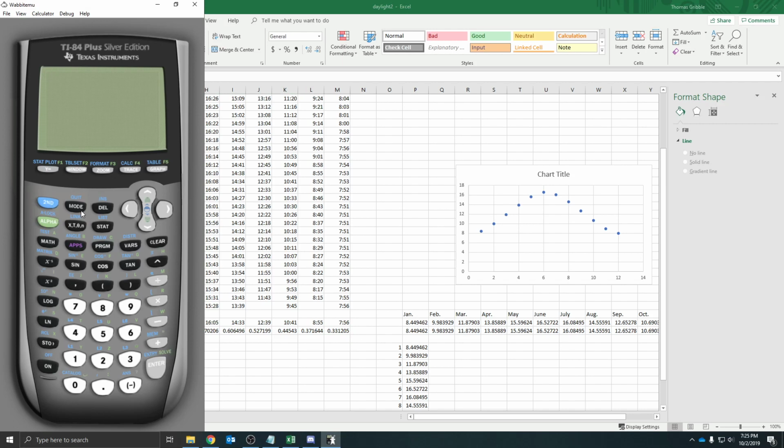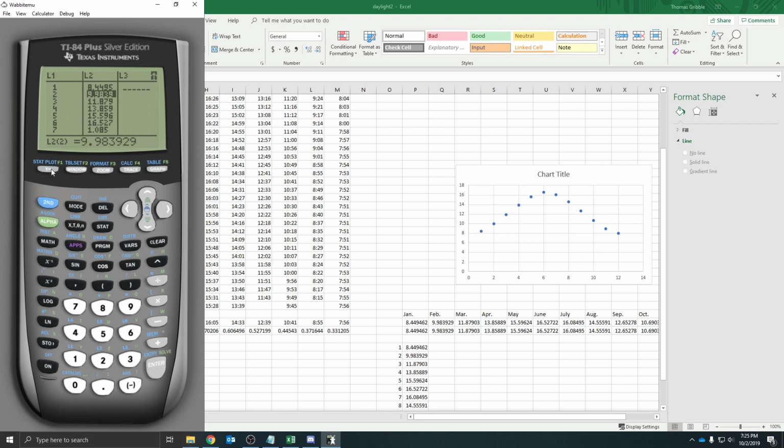Yeah. So if you want to input the data, you go to Stat, and you hit Edit, and then you'll have these lists. Notice I've already put it in. In L1, I have the numbers 1 through 12, and then in L2, I have all the data that corresponds to those months. And then what we're going to do is plot this data.